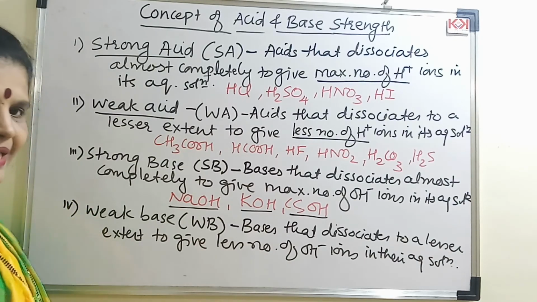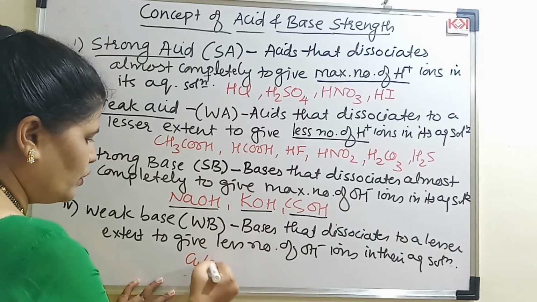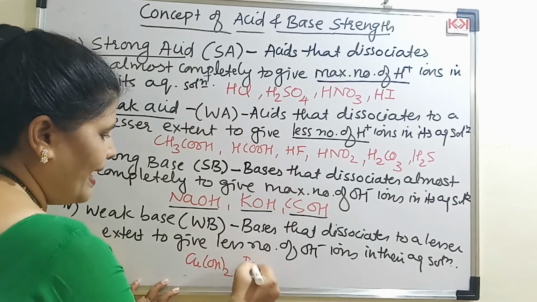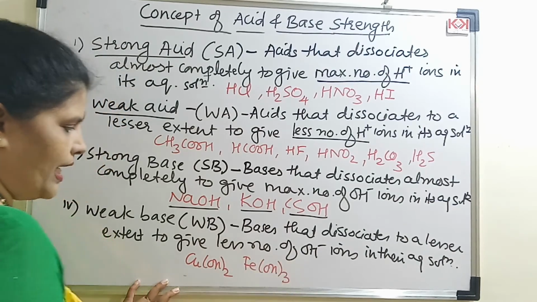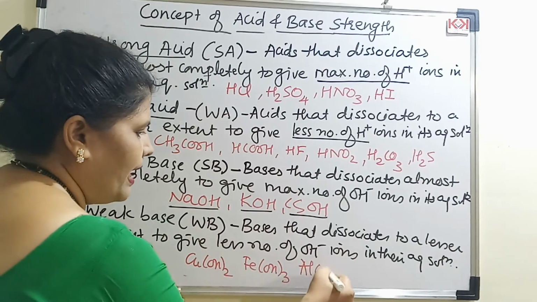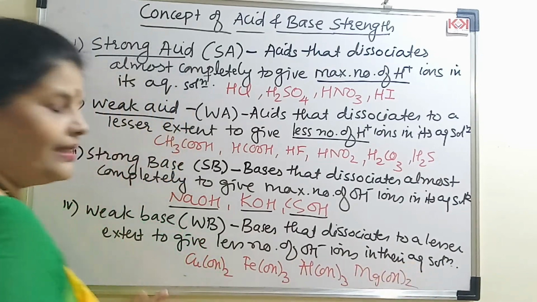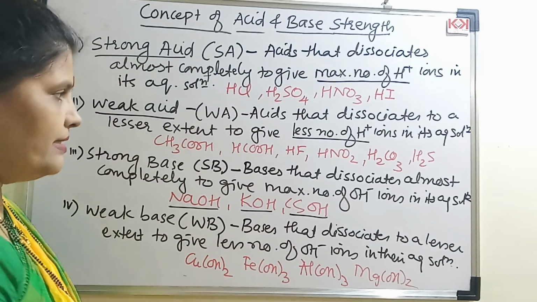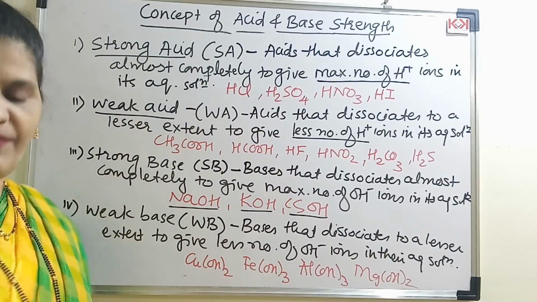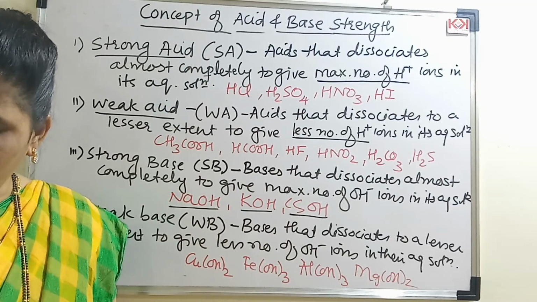So what can be the examples here? You can have copper hydroxide. You can have Fe(OH)2, Fe(OH)3. You can have aluminium hydroxide. You can have magnesium hydroxide. So they all are examples of weak bases. This is how we classify a substance as a strong or weak acid or base.